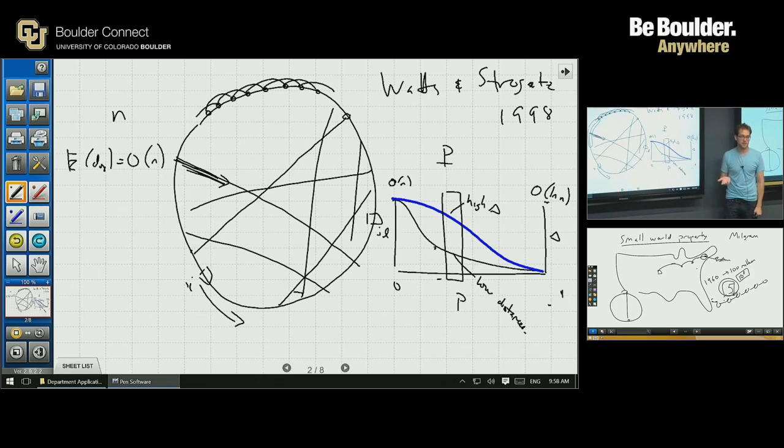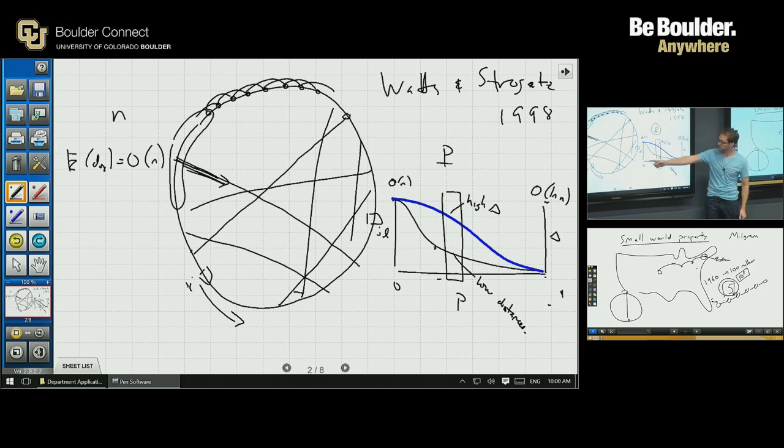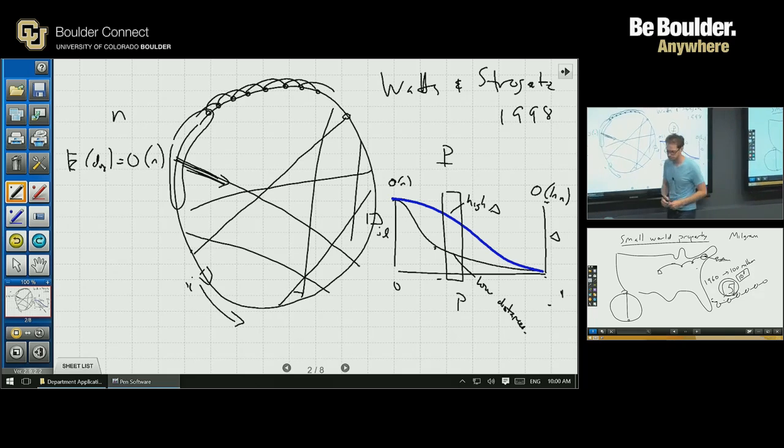As you're thinking about your projects, this is one strategy for exploring a property or a question about networks: can you cook up literally a one-parameter toy model in which, as you vary this parameter, you can explore some interesting state space? In this case, it was how the average distance varies at the same time as the triangle density varies.